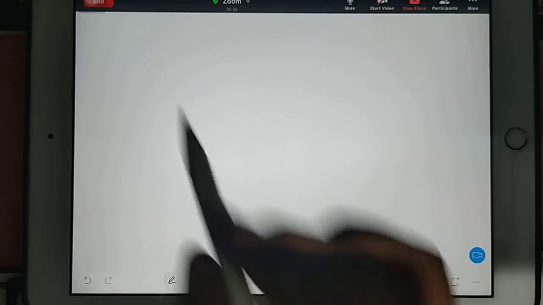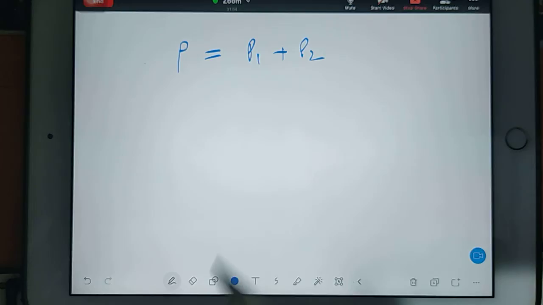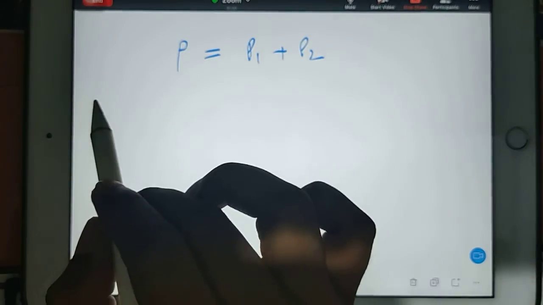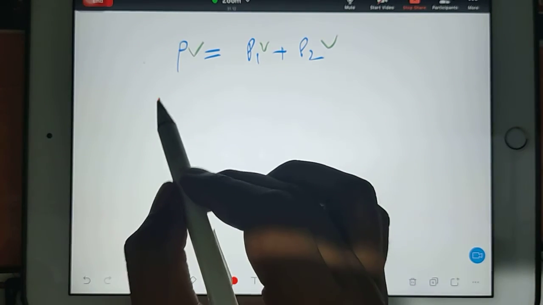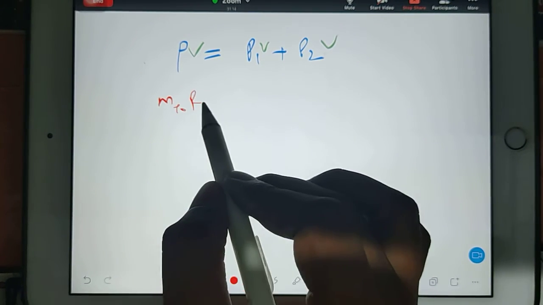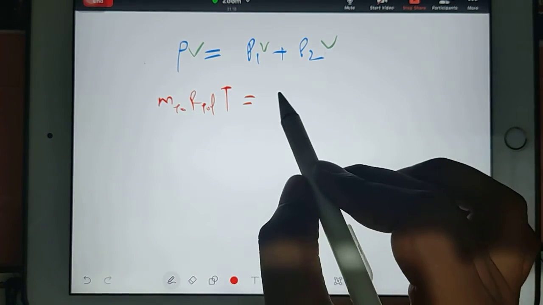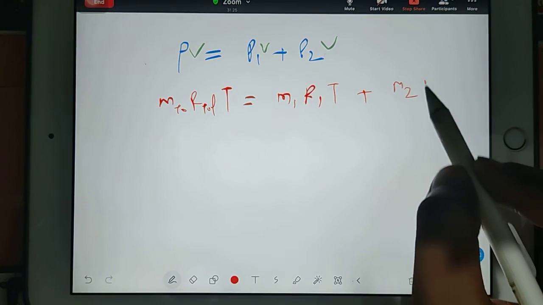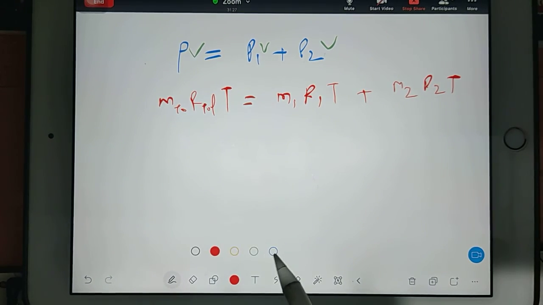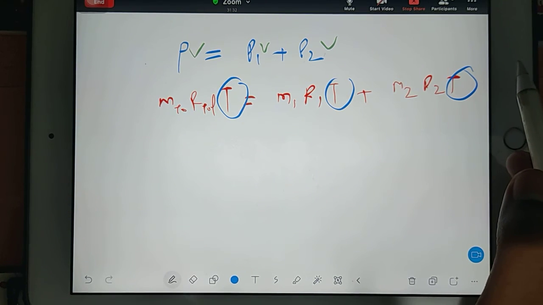I mean to say that your total pressure is nothing but P1 plus P2, just two examples I am taking. Multiply V everywhere, then substitute them with their formula. This will be M total R total T, M1 R1 T, M2 R2 T. Now you may ask why I am not using T1, T2 here? Because they are in the same chamber, so they will have the same temperature, right?